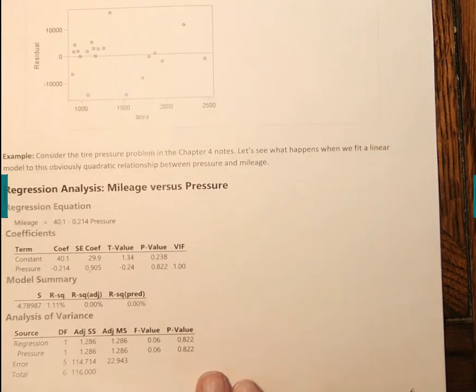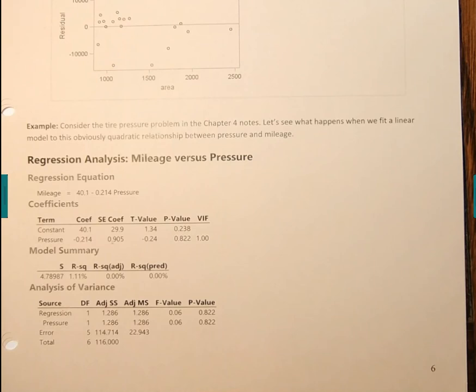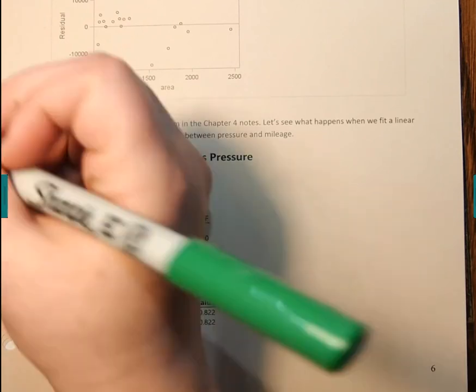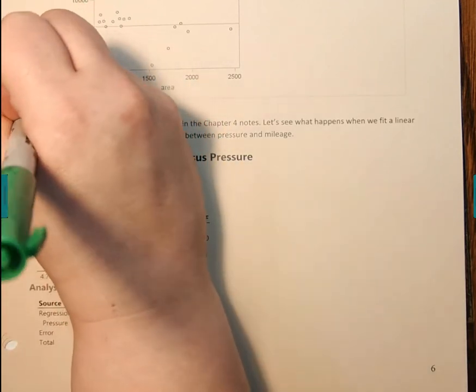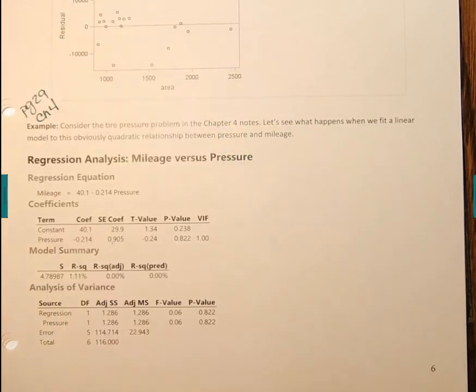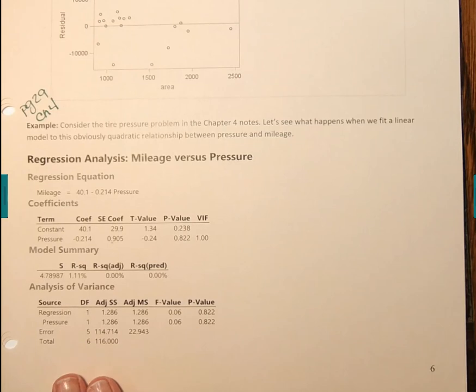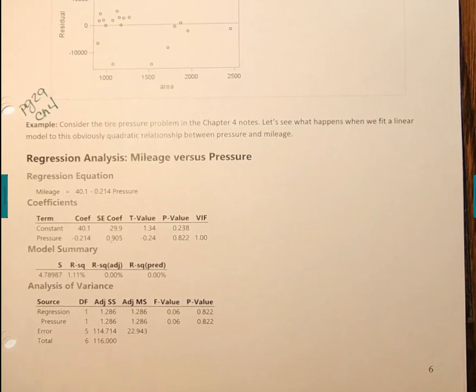All right, so let's look at another example. Consider the tire pressure problem from the Chapter 4 notes, on page 29 of the Chapter 4 notes. We're going to see what happens when we fit a linear model to something that's obviously quadratic. If you'll recall, we had this obvious quadratic relationship between pressure and mileage. What I've got here is the Minitab output for that problem. On the next page, we're going to look at the residual plots.